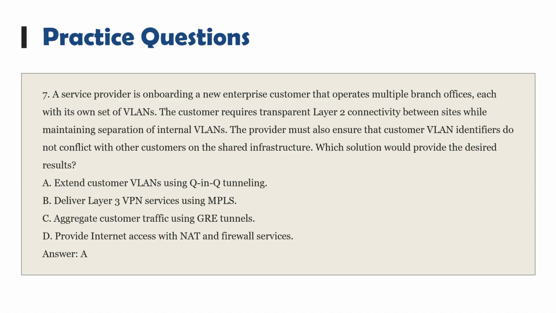A. Extend customer VLANs using queue-in-queue tunneling. B. Deliver Layer 3 VPN services using MPLS. C. Aggregate customer traffic using GRE tunnels. D. Provide Internet access with NAT and firewall services. Answer: A.